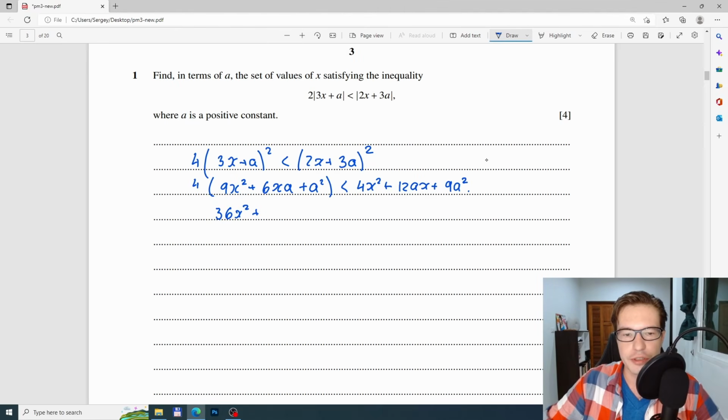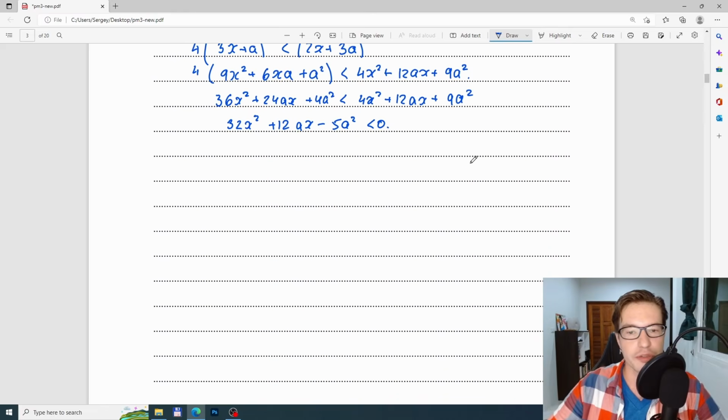squared plus 24ax plus 4a squared less than, I'll just copy what I've got on the right side. And then I'm going to move everything to the left side, and I will get 32x squared plus 12ax minus 5a squared less than 0.